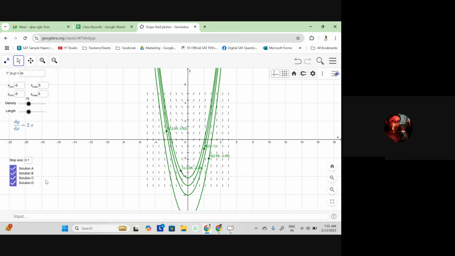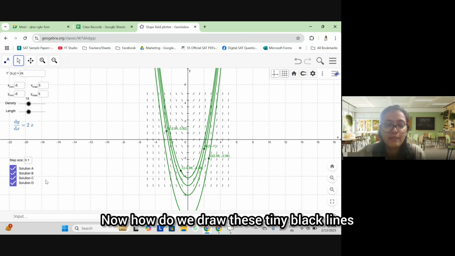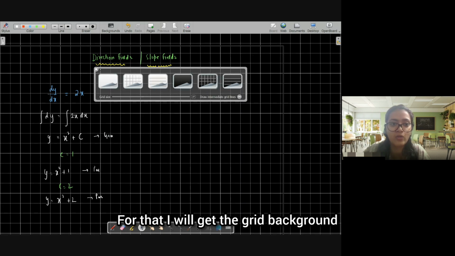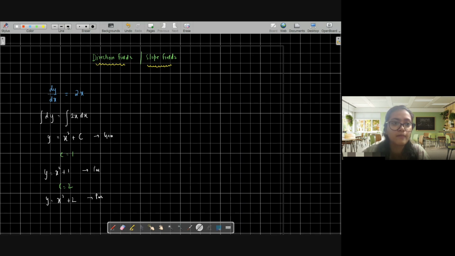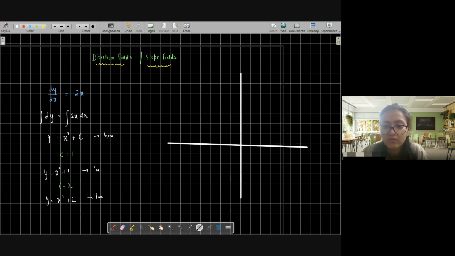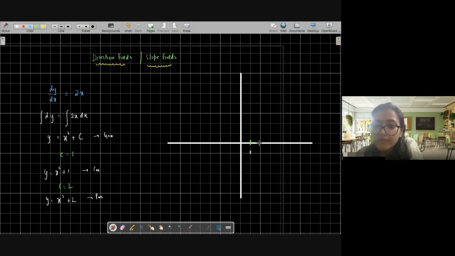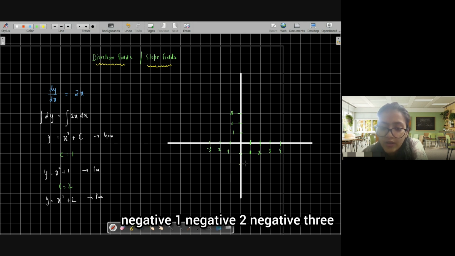Now, how do we draw these tiny black lines? That's very simple. For that, I will get the grid background. So we have all these points: 1, 2, 3, 4, and 1, 2, 3, and -1, -2, -3, -1, -2, -3.